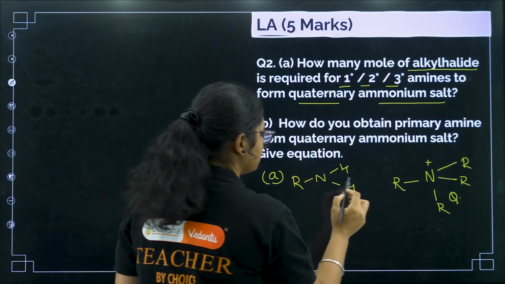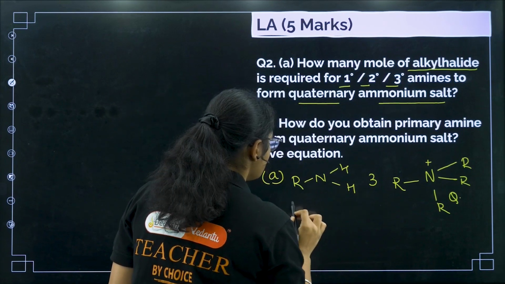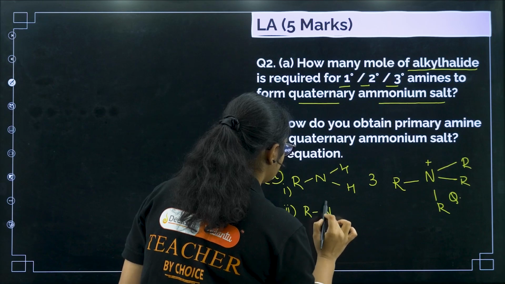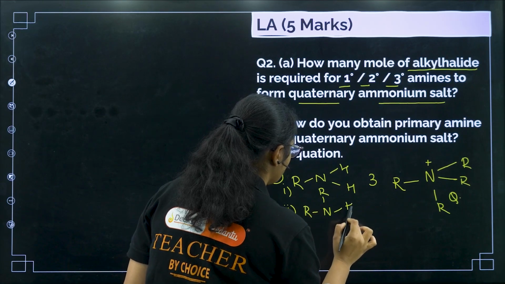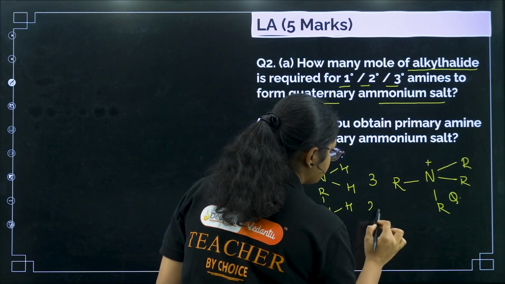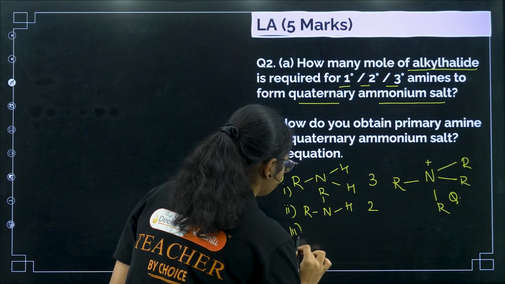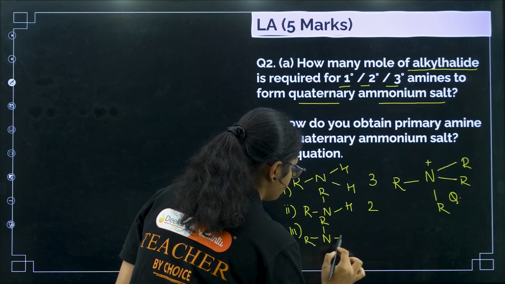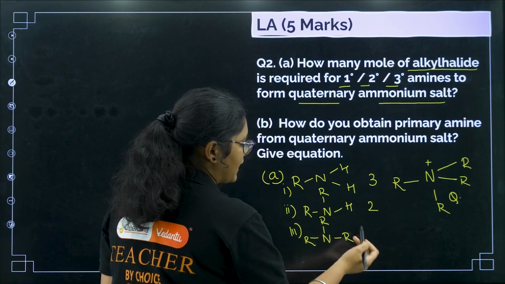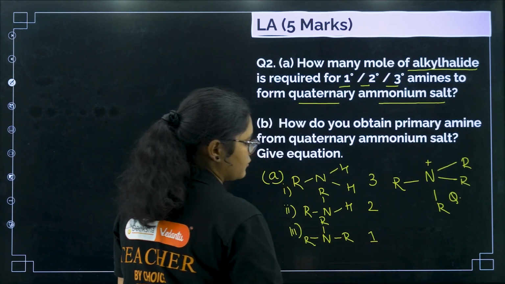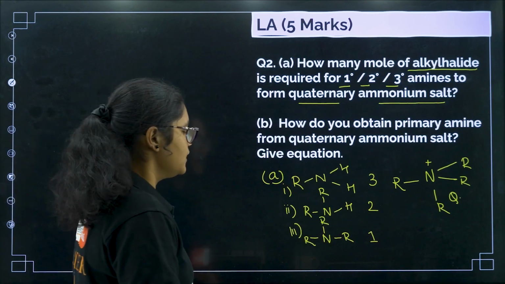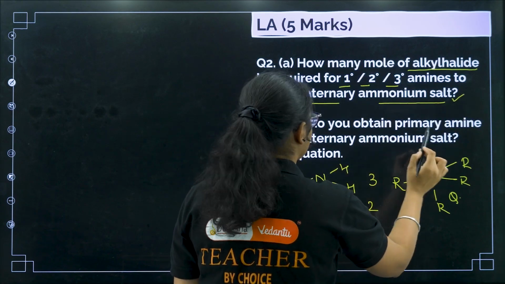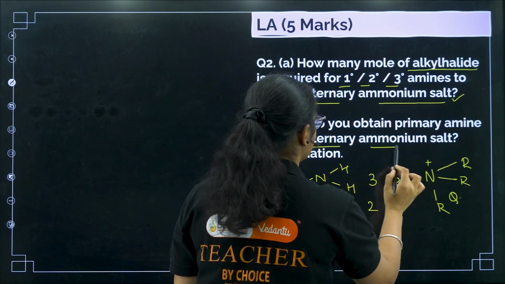So for primary we will be requiring 3 groups. For secondary means you have already 2 R and you need 2 more R, right? So in that case you just need 2 groups, and if you have tertiary, then you already have 3 and you need 1 more, so that is 1 group. Okay, clear? So 1 R group will be required. This is done. How do you obtain primary amines from quaternary ammonium salt?